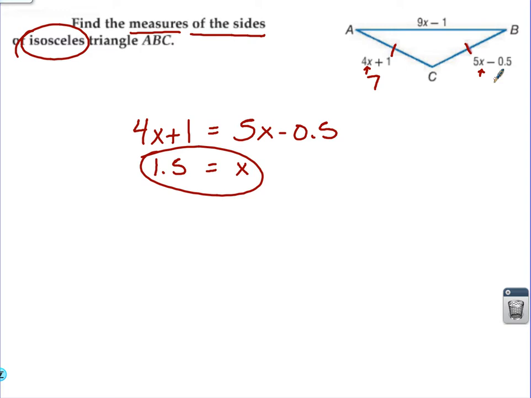7.5 minus 0.5 is also 7. So we got those two sides. And we get 9 times 1.5 is 13.5 minus 1, which I believe would be 12.5. You have a triangle with side lengths 7, 7, 12.5, and we know that that is isosceles.